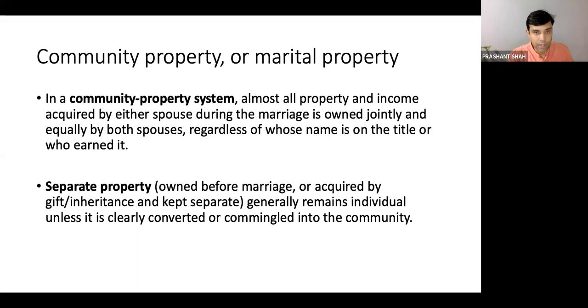And there is separate property, owned before marriage or acquired by gift or inheritance, and kept separate. That is also possible. It generally remains individual unless it is clearly converted or commingled into the community. Right? So, whatever somebody had before the marriage, if they want to convert it into community property, that is possible. But yes, two interesting points: community property system and separate property.